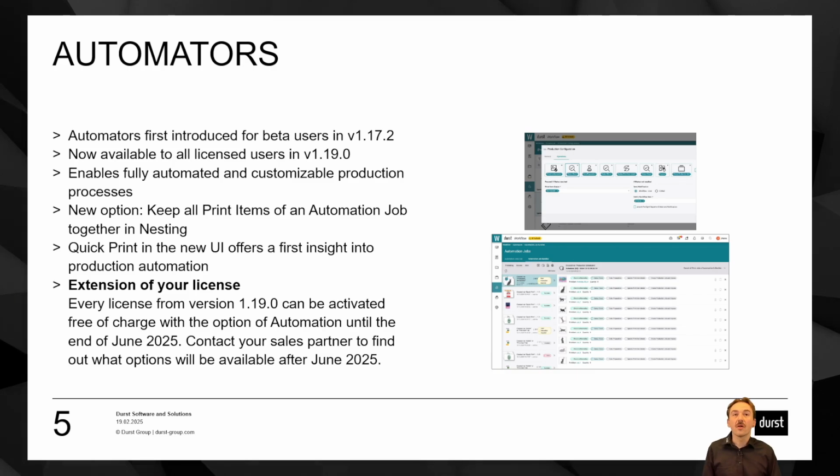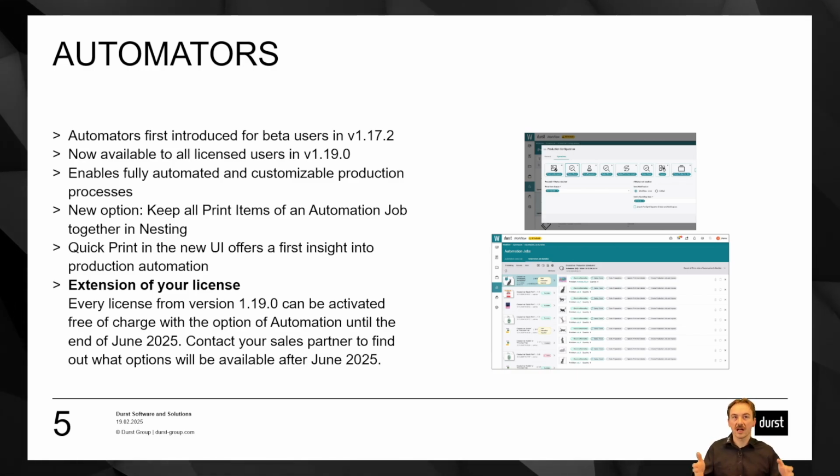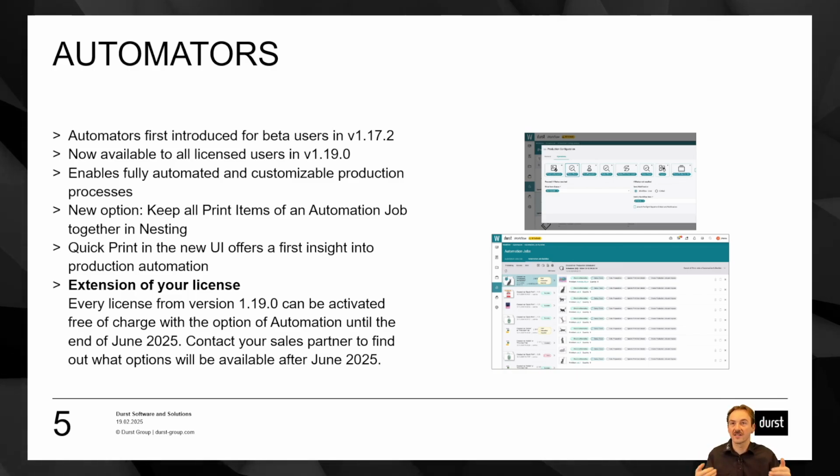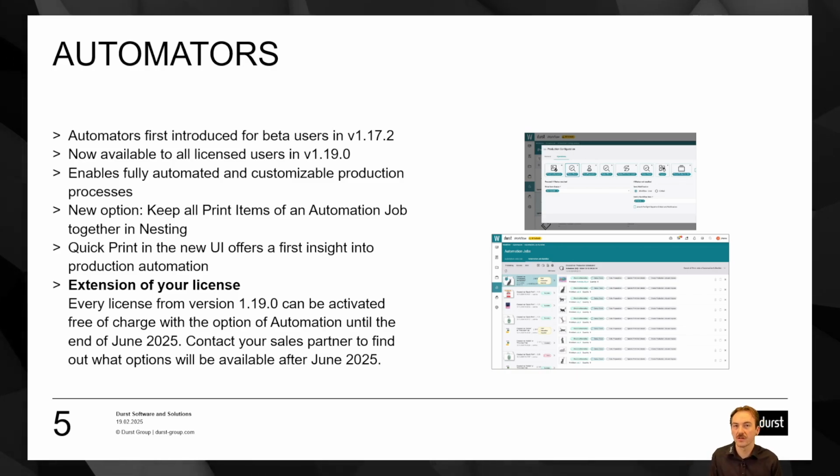That means if you don't have the automation option to this plugin, and if you want to try it out, please contact the sales partner or please contact us. We're gonna extend your license until June of 2025 for you as a test trial to try it out. Yeah, this is a very important information because every one of you should get the chance to try it out. So this is the possibility for this. And yeah, if you are interested in this, please contact your sales partner, or you can also contact us. Great.